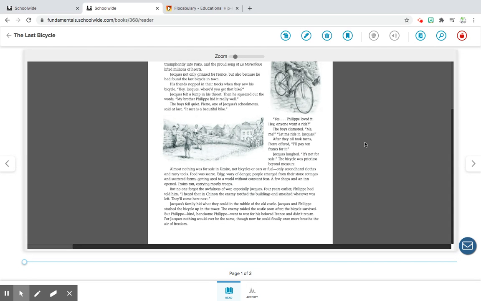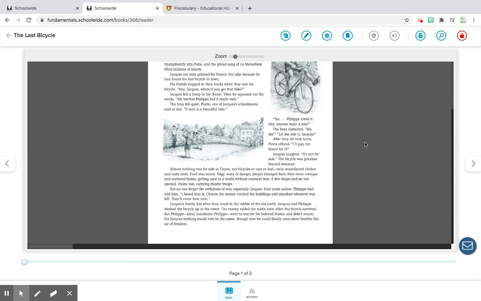4 years earlier, Philip had told him, "I heard that in Chignon the enemy torched the buildings and smashed whatever was left. They'll come here next." Jaquise's family hid whatever they could in the rubble of the old castle. Jaquise and Philip stashed the bicycle up in the tower. The enemy raided the castle soon after. The bicycle survived. But Philip, kind, handsome Philip, went to war for his beloved France and didn't return. For Jaquise, nothing would ever be the same, though now he could finally once more breathe the air of freedom.